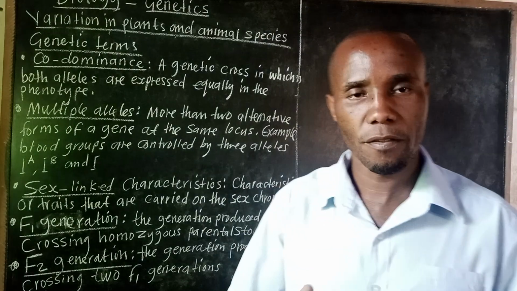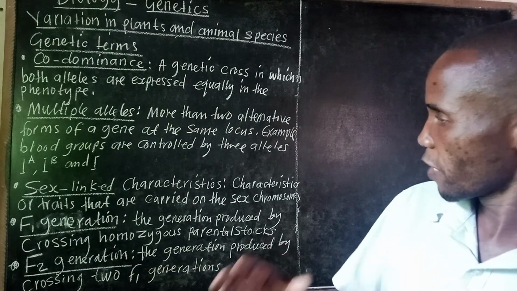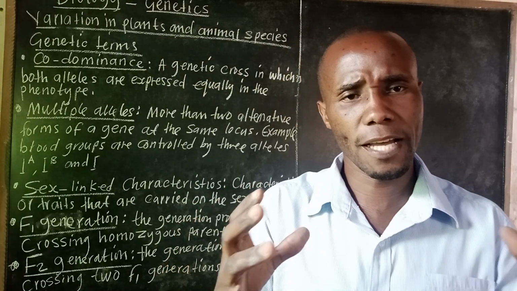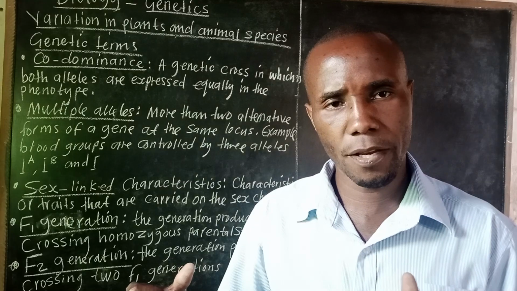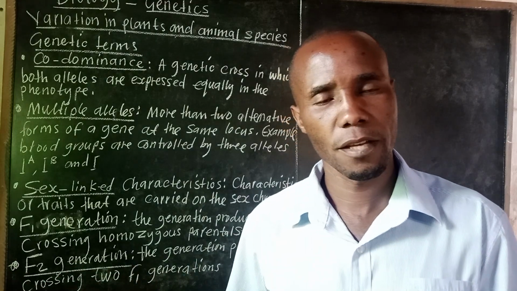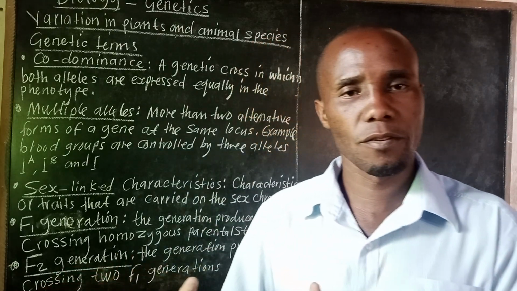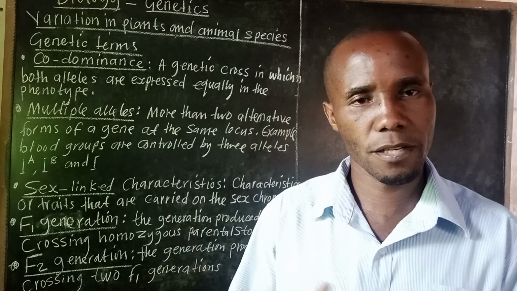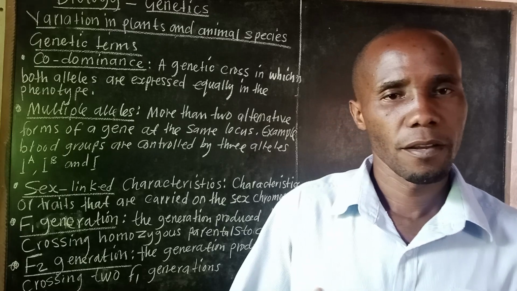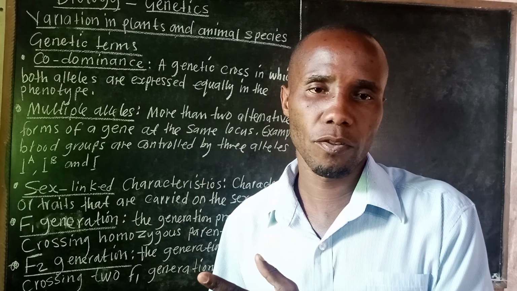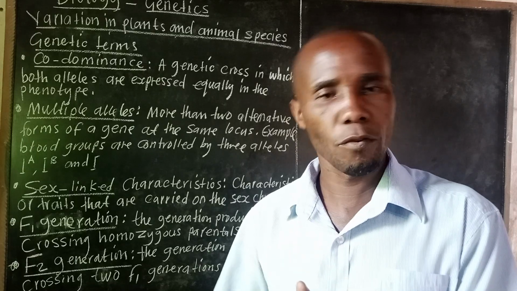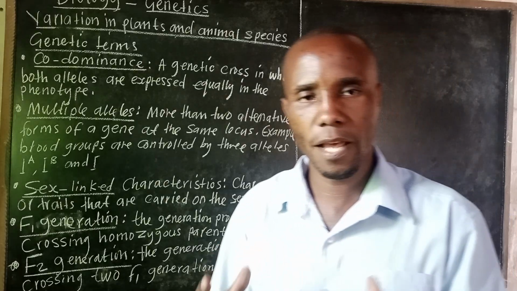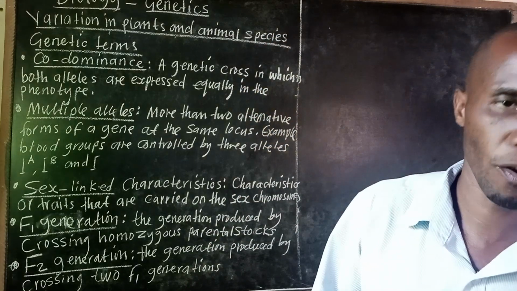Then first generation. The first generation is a generation produced by crossing homozygous parent stocks. This is the type of generation produced by parents that are both homozygous. That simply means the female parent is homozygous. For example, if we're talking about TT, that particular parent is pure TT. Then the other parent, who is also homozygous, is also pure TT. So when they meet, they are going to come up with the first generation offspring.